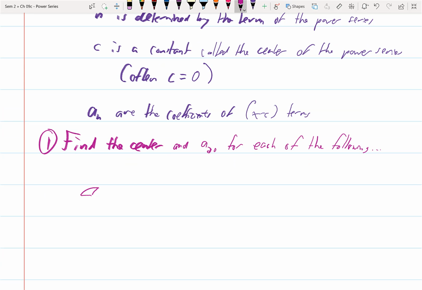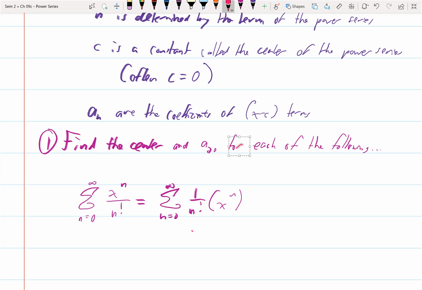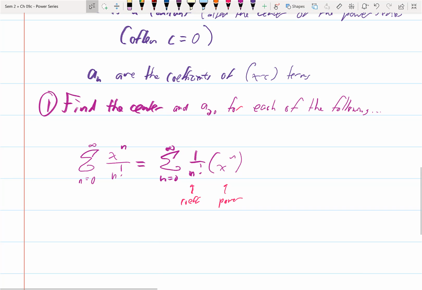So the sum from n equals 0 to infinity of x^n over n factorial. Which, by the way, if I split this up and make it look more like a power series, I get 1 over n factorial times x^n. So again, 1 over n factorial, these are the coefficients, and x^n, these are the powers or the terms of the series. Since it's x to the n, we know that the center is at 0.